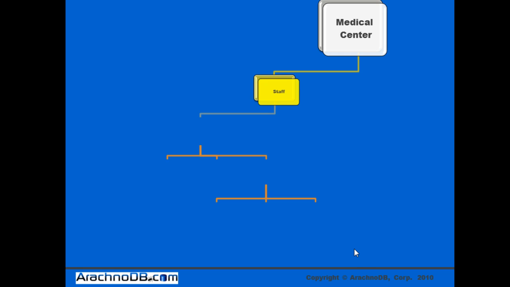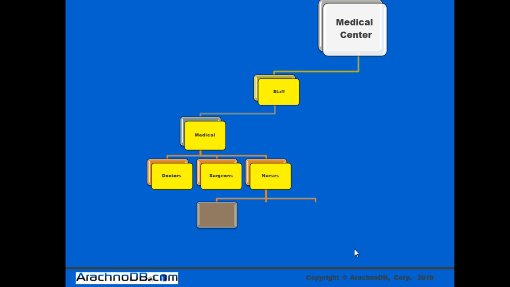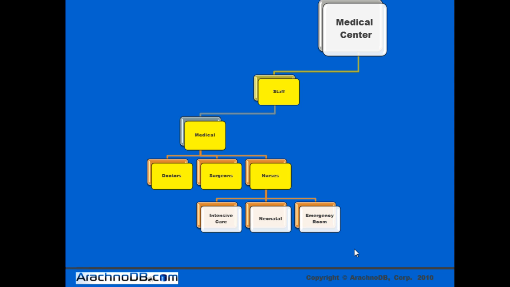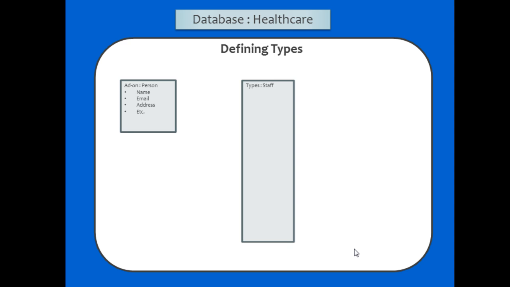That area will be the staff, which will have the medical staff, so the doctors, surgeons, and nurses, etc. Now, the first step in defining anything in ArachnoDB is to define the database. In this case, we'll create a database called healthcare, and then we'll define types. Now, types, from a reference standpoint, are very similar to tables in a relational model. We also have a built-in type or a special type called person. Now, person types are used anytime you're tracking information on individuals.